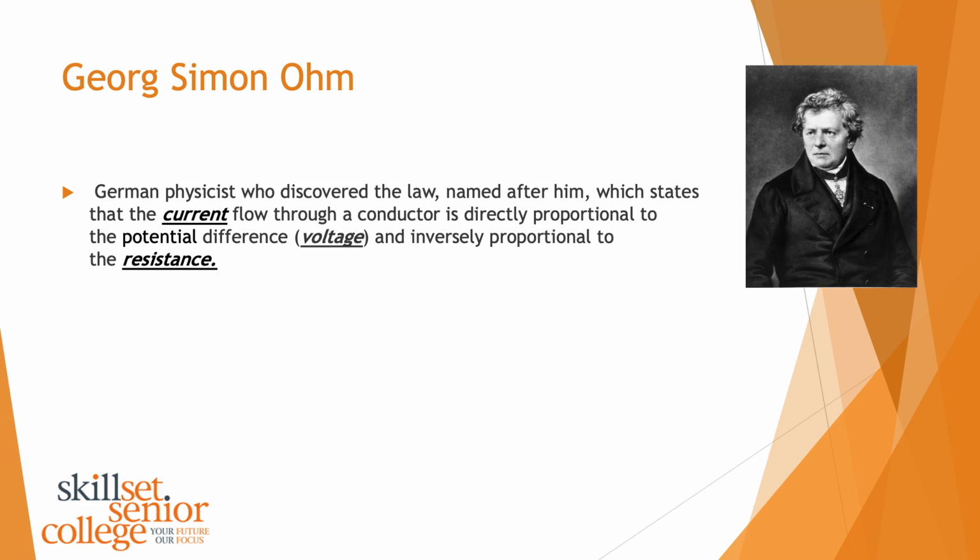I mentioned this guy's name a couple of times, Georg Simon Ohm. He was a German physicist who discovered the law named after him, which states, so pay attention to this, that the current flow through a conductor is directly proportional to the potential difference, the voltage, and inversely proportional to the resistance. Let's try and say that in simple terms. The flow of electrons through a circuit is related to the power potential, the voltage. That makes sense. If you have a bigger battery, with more volts, you're going to have more current, or more electrons flowing through that circuit.